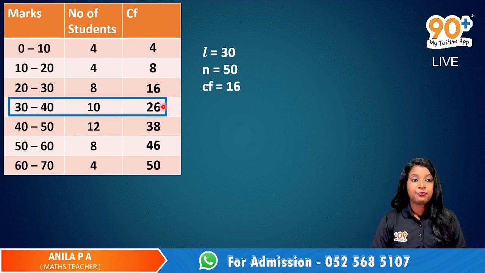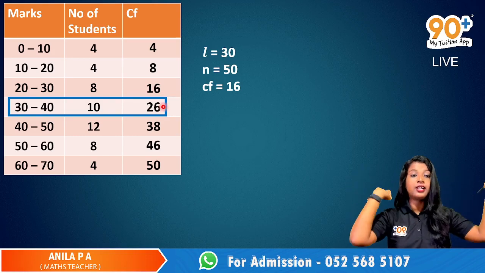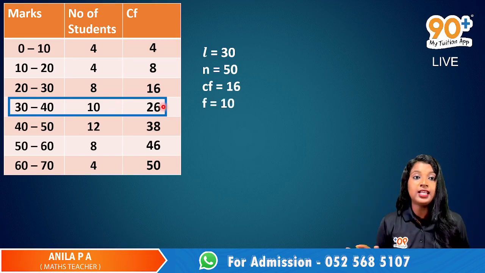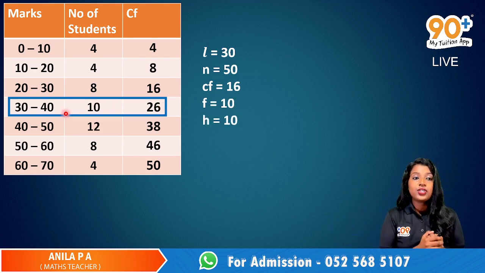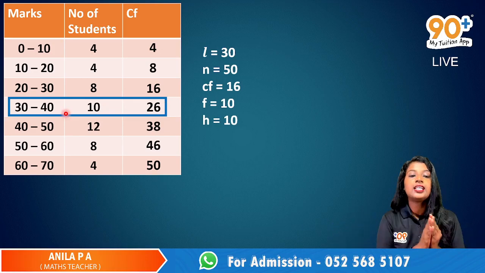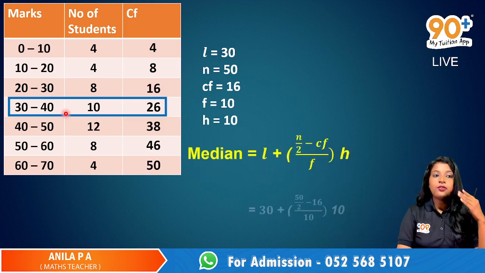And then what is F? F is the frequency of the median class. So here the median class is 30 to 40 and the frequency of the median class is 10. You can see that here. And what is H? H is the size of the class and it is 10. Now let's substitute the given values in our equation.